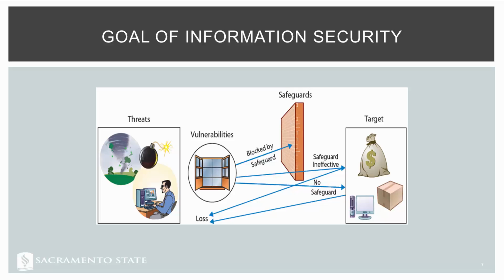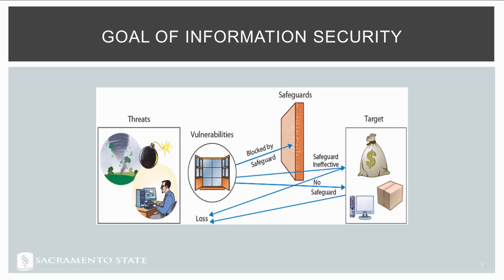So in this image, I like how it overviews some of the goals of information security. On the left-hand side, we have various different threats to our information security. And on the right, we have the targets for security attacks. So these can be, obviously, not just bags of gold or money, but usually information assets, and also monetary, financial assets as well.